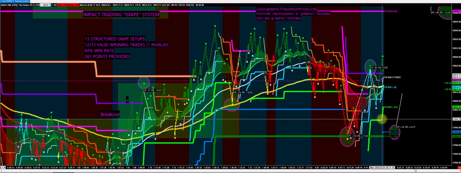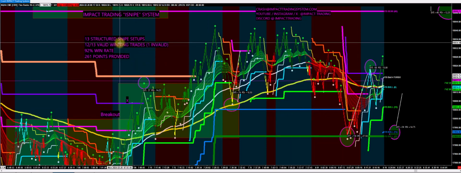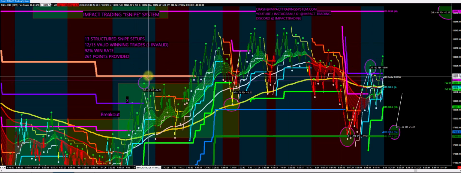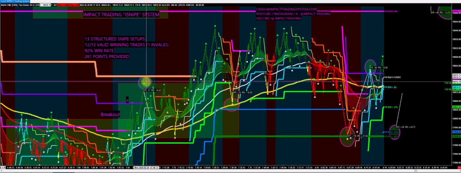Now, I'll talk about long-term trends and catching 100 points on this system at the end. Right now, what I want to do is just look at it from a pure sniping point of view. So if we look at that snapshot on the Excel spreadsheet that I gave you yesterday, we had 13 structured setups, highlighted with the pink ellipse. 12 out of 13 of them were valid winning trades. We had a 92% win rate, 12 divided by 13, and these gave us 261 points of opportunity.